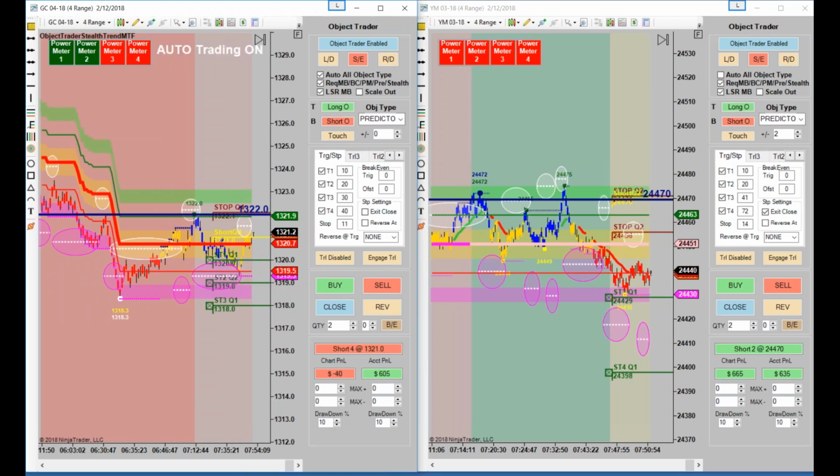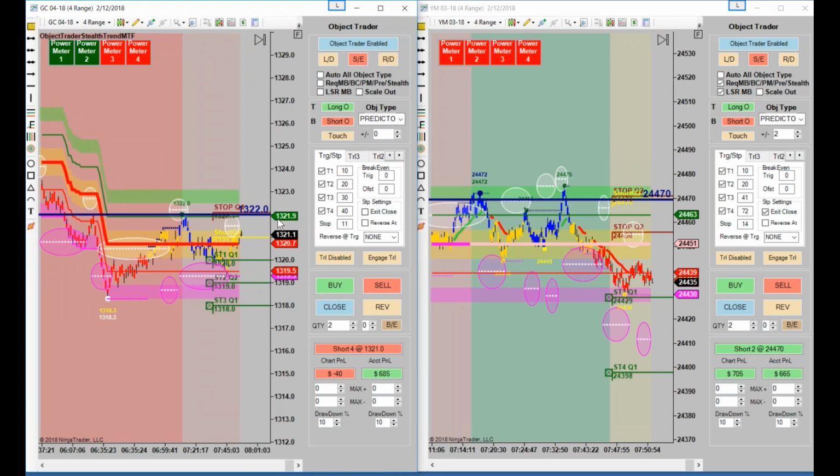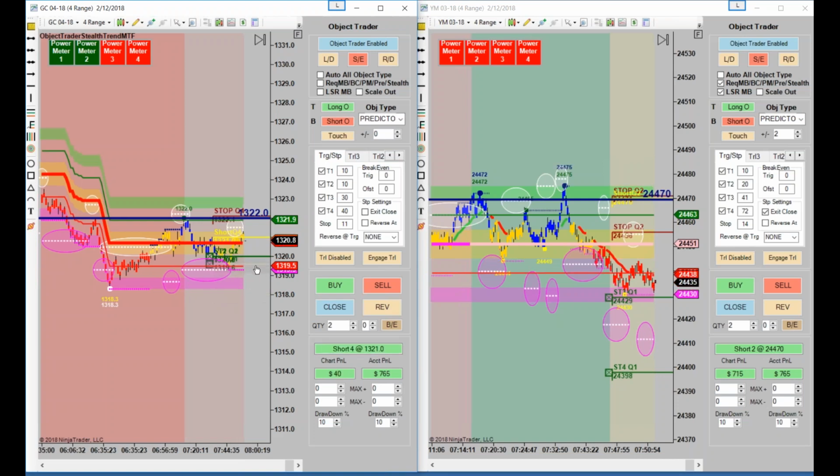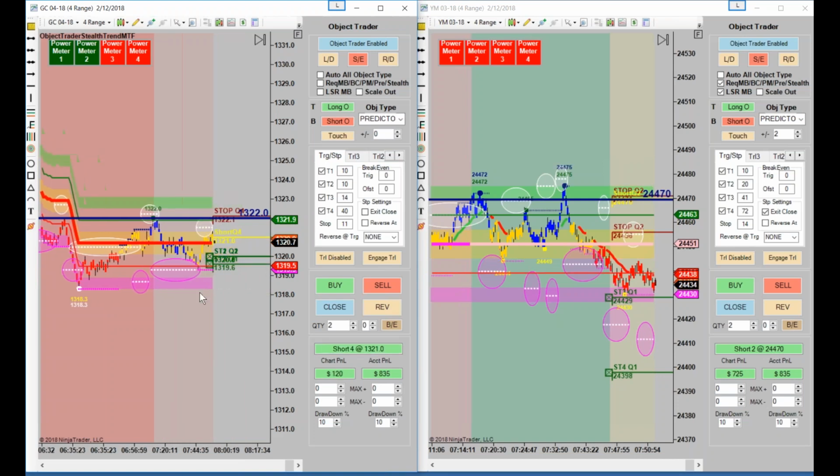And let's see, we have that on auto too. We probably don't want that either. Let's go ahead and turn that off. And we're going to try to just get in this little range here. Try to take some coin. See if we can get down to that swing.